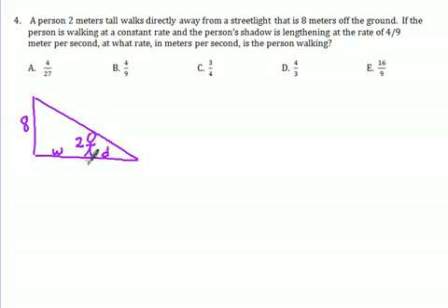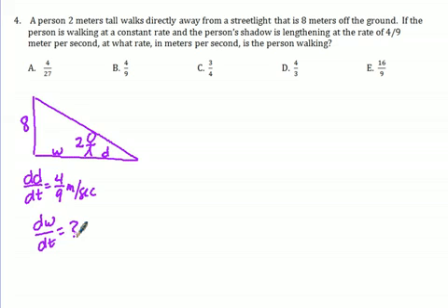So there's our picture. We also need to write the given and the wanted information. We know that the shadow is lengthening at a rate of 4/9 of a meter per second. So that means that the rate of the shadow, dD/dt, is equal to 4/9 of a meter per second. And we want to know at what rate in meters per second is the person walking. So we're looking for dW/dt. That's what we're trying to find.